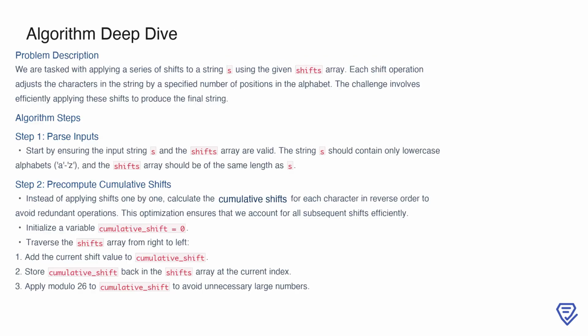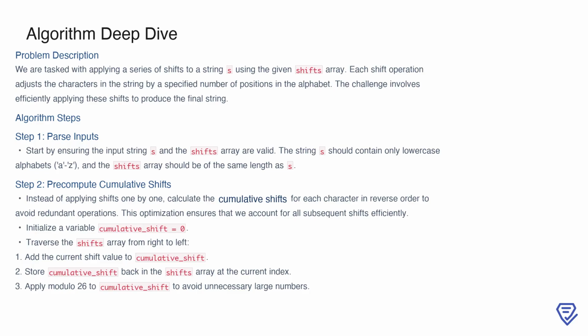applications. In this problem, we need to transform a string S based on a series of shifts provided in an array. Each character in the string will be shifted forward in the alphabet by a specific number of positions, as indicated by the corresponding value in the shifts array. Our goal is to apply all these shifts correctly and generate the final modified string.